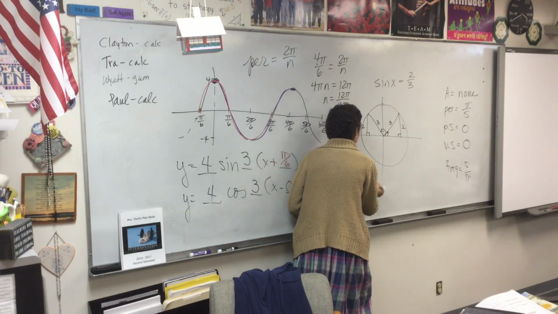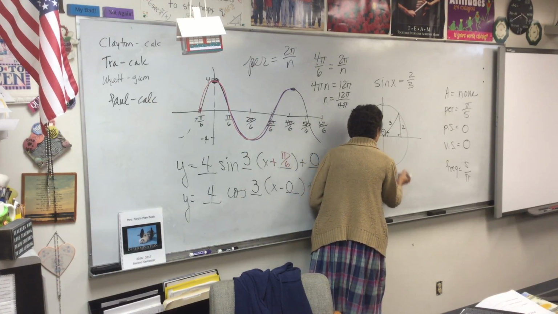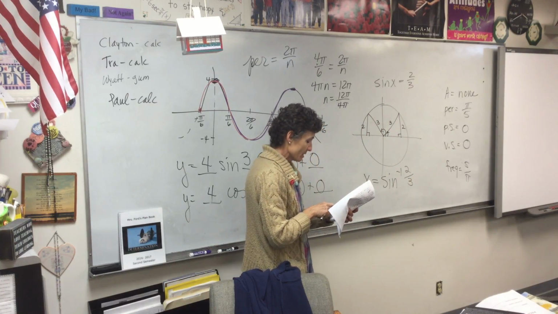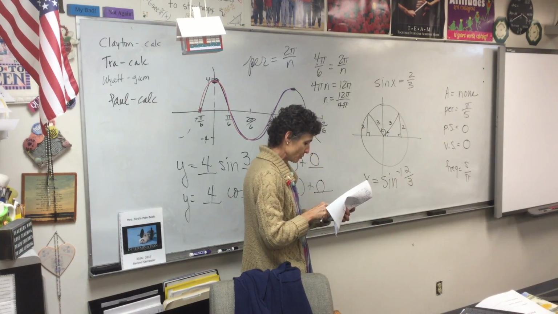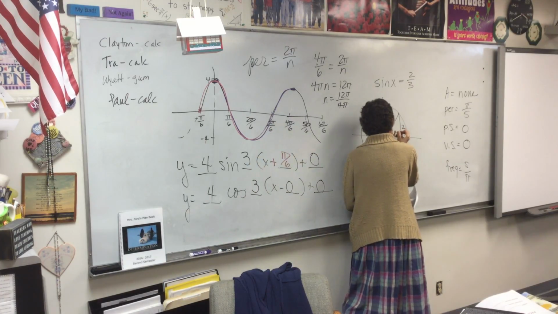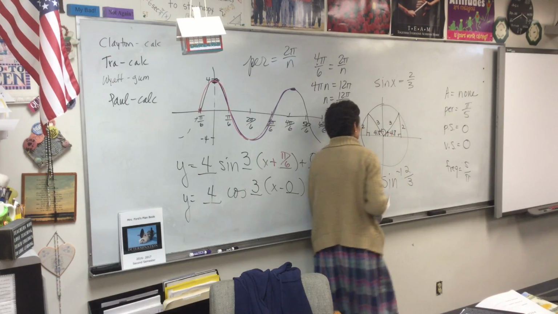And I need to know x is an angle. And how do I find an angle on my calculator? Second sine. So second sine 2/3. Did you get 41.8?